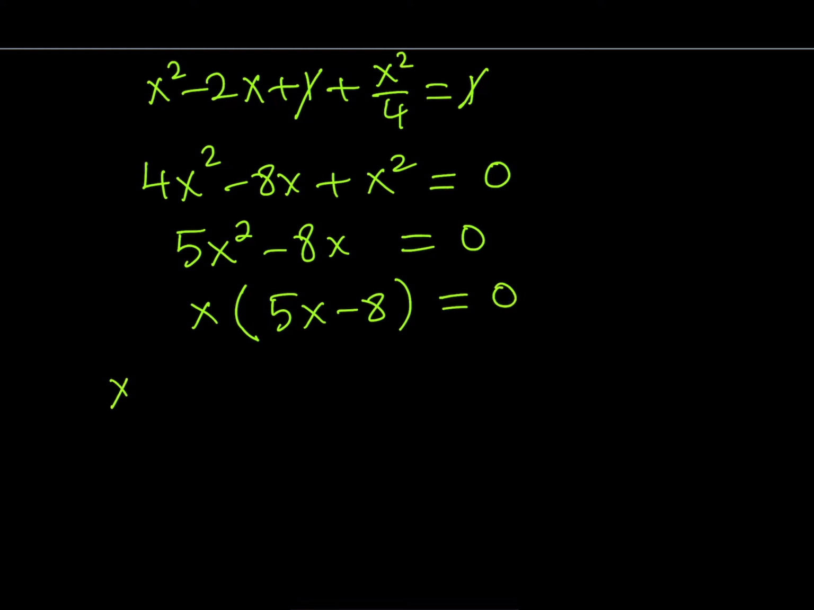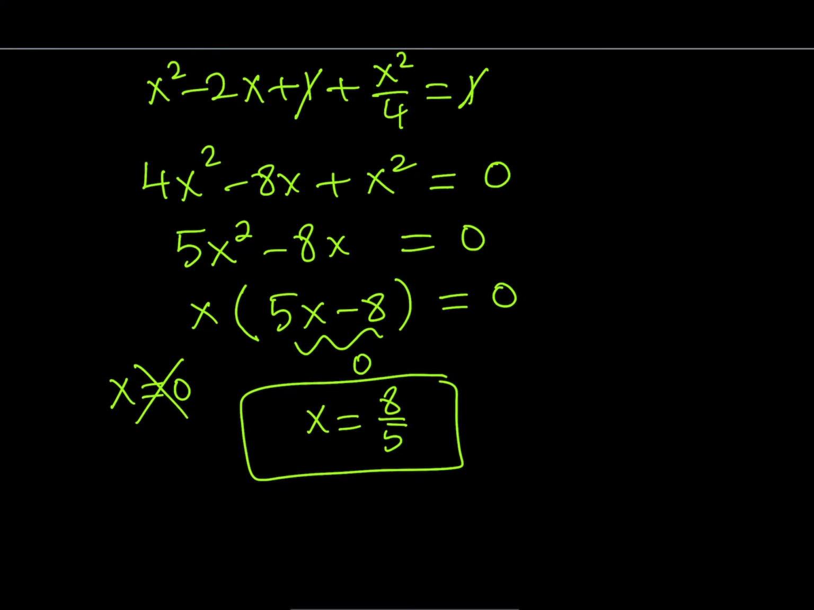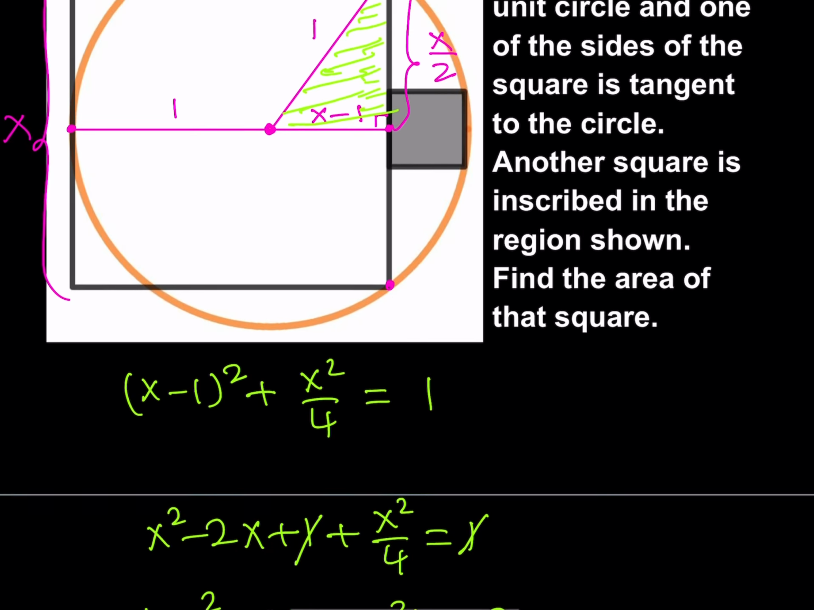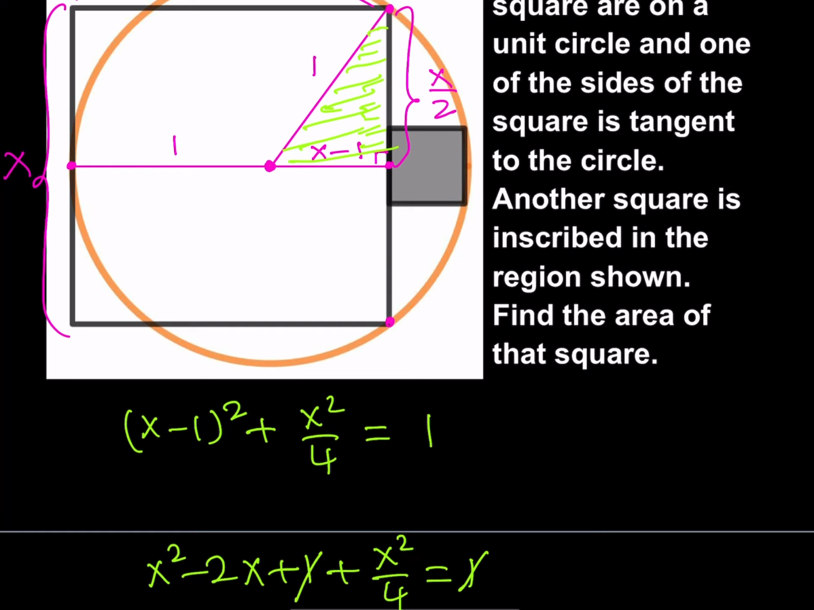Obviously, x equals 0 is not valid because you don't want your side length to be 0. That would just shrink it to a point. So we're going to go with our only option, and from there, we get x is equal to 8 over 5. So basically, the side length for the larger square is 8/5. And doesn't that kind of make sense? It's about 1.6 and the radius is 1. So half of that will be 0.8. It kind of makes sense because it's less than 1. Cool. But how do I find the side length for the smaller square?